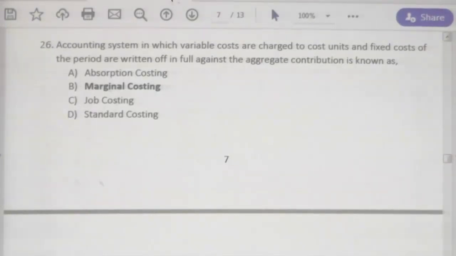Okay, let's start the second session for the last 25 questions. I'll take question number 26.